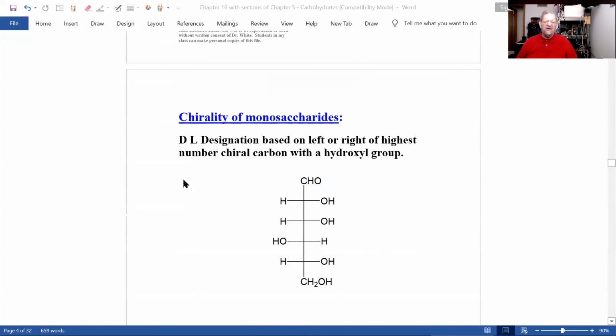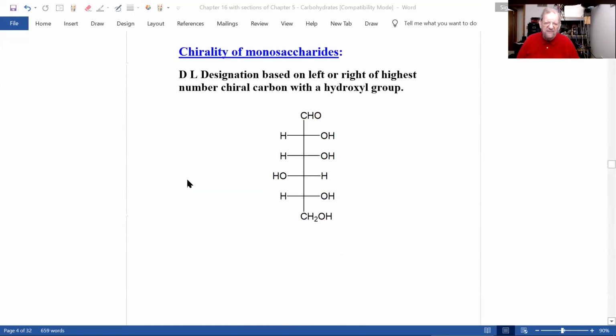Now, when we talk about chirality of monosaccharides, they use a special designation. By the way, this switches off, but this is something you might get in your other classes. There's a designation called DL. And you look at the highest chiral carbon. Remember, in aldehyde, this is 1, 2, 3, 4, 5. This is not chiral. So the highest chiral carbon is this one.